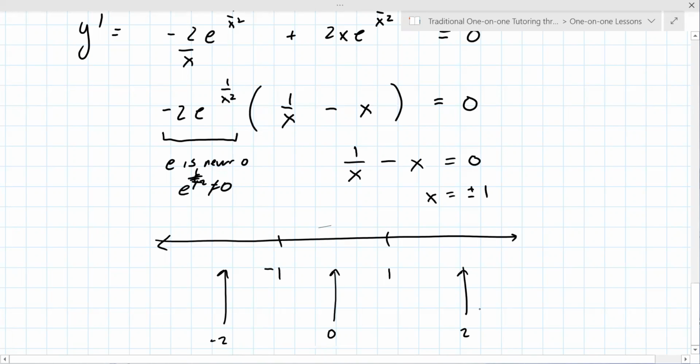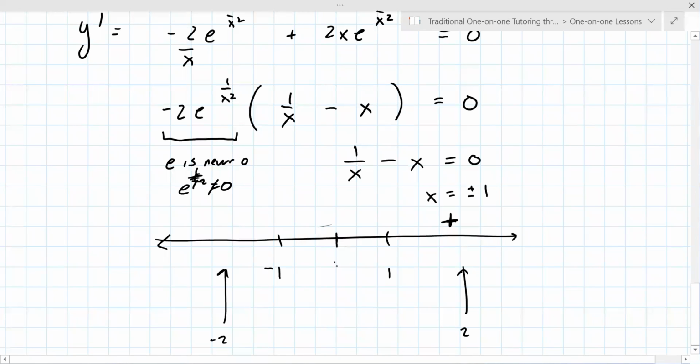Let's just do this 2 first. 1/2 minus 2. Well, that's negative because -2 is bigger than 1/2. So you have a negative times a negative. That makes this positive. Now I messed up here, believe it or not. 0 is actually not allowed. 0 is a place where you're dividing by 0. So we actually can't test 0. It's a place where the derivative is undefined. So we need to test something else like 1/2.